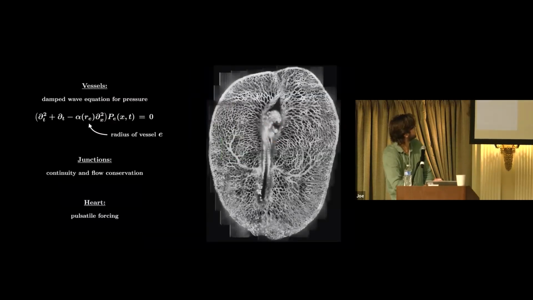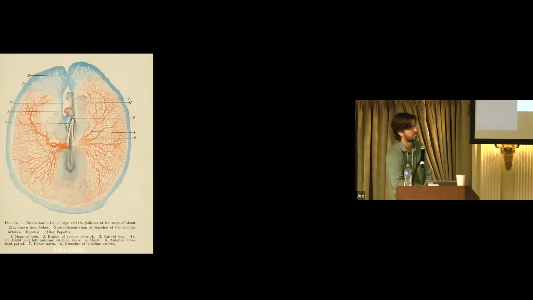And so a first approach we've made is to derive a damped wave equation for the pressure, which involves a whole lot of simplifying assumptions, which we think apply at the larger scales. And the crucial parameter here is this function of the radius of each vessel, and it has things like the Young's modulus and vessel wall thickness. We've got continuity, flow conservation at the nodes, and then pulsatile forcing at the heart.